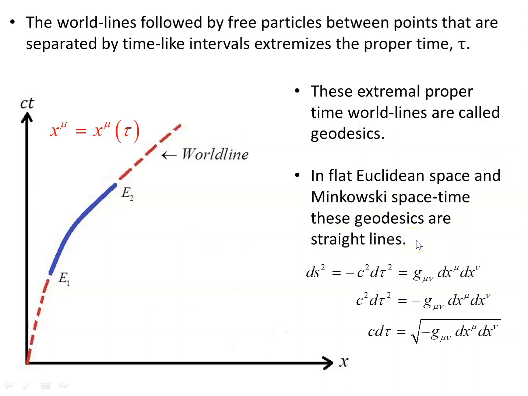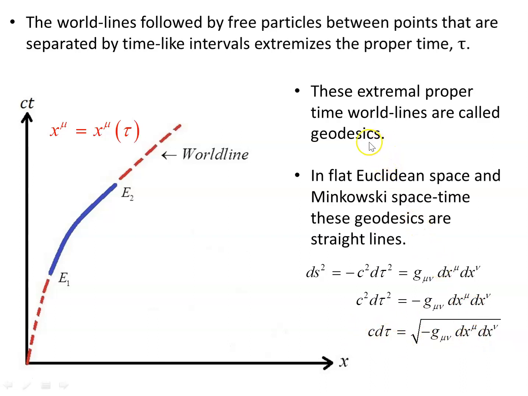Okay, but that's not the case in curved space. And we're just coming back to what we saw earlier. Remember, the line element squared, minus c squared d tau squared, was equal to this object. So we just multiply through by -1 here. Let's have a look at this. Square root both sides. We've got c d tau is this object here, which we're going to use very shortly.